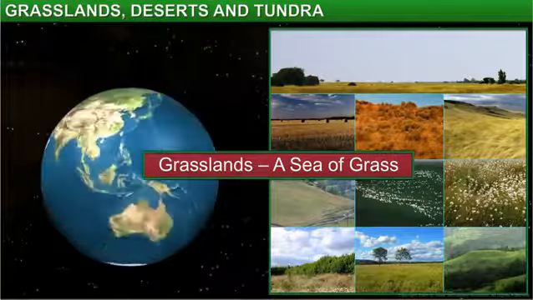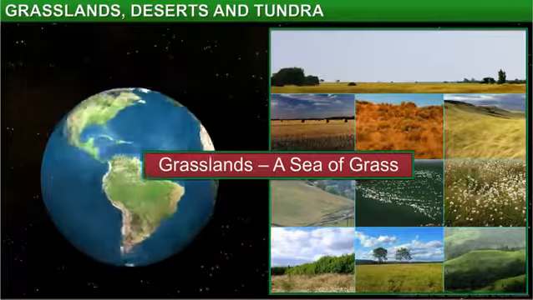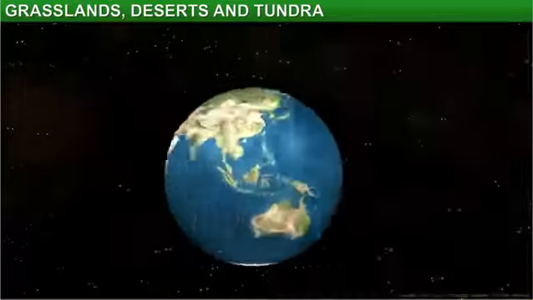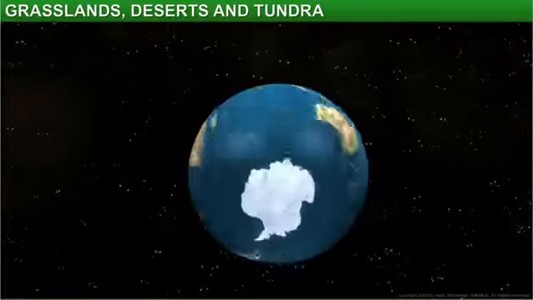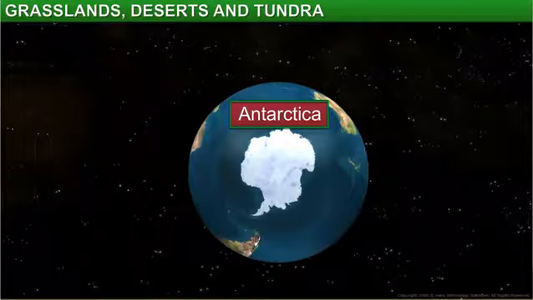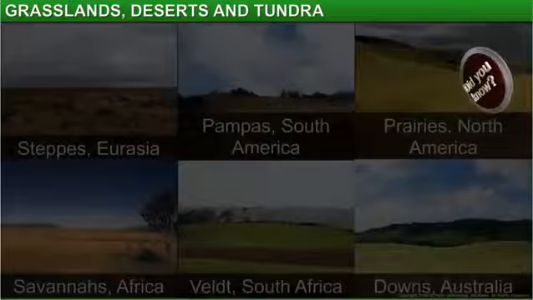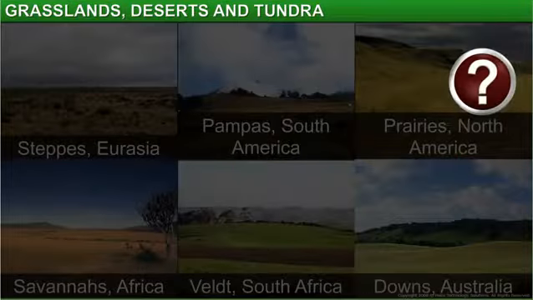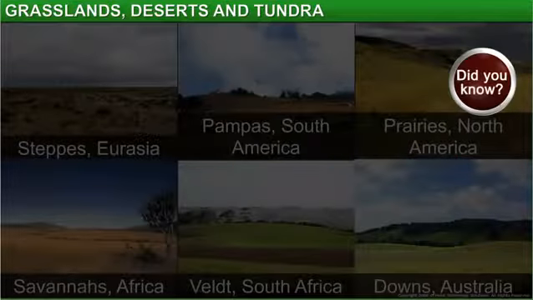Not many trees and bushes can be found growing here. Except the continent of Antarctica, grasslands are found on every continent. Did you know that in different continents, grasslands are called by different names?